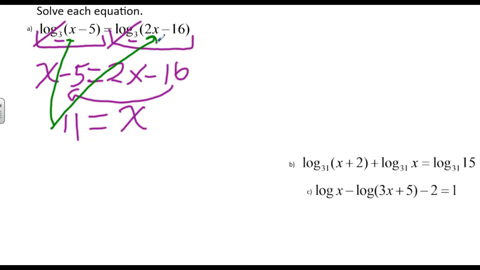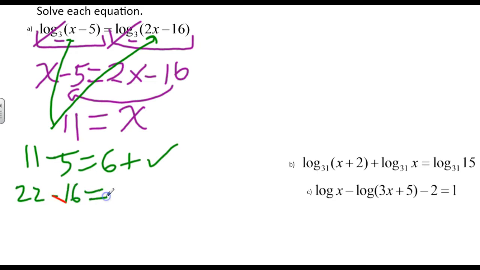If I plug 11 into the first argument, 11 minus 5 is 6, that's positive, that's fine. Plugging 11 into the next one, I get 22 minus 16. I don't even care what the answer is as long as it's positive, which it is, and we're good to go. Since 11 produces both positive arguments, I know that 11 works. Remember that if something doesn't work, even though I've done everything impeccably with no mistakes, that's called an extraneous solution. I don't write extraneous, it just means that it doesn't work, and we ignore it.